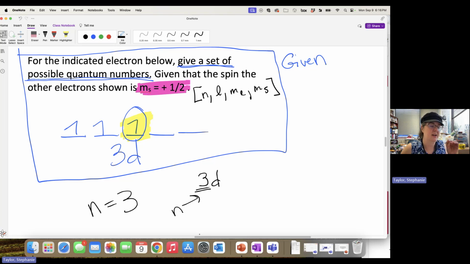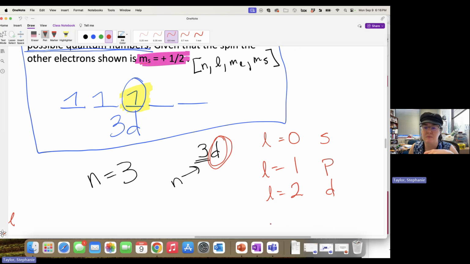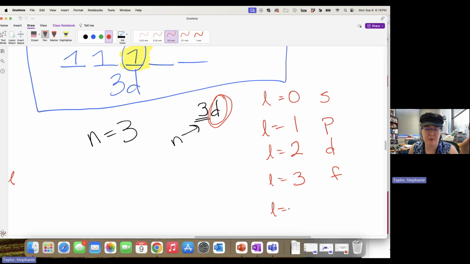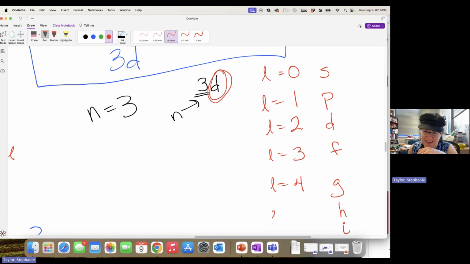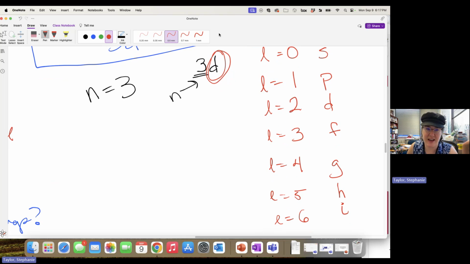No matter if it's an electron configuration, an orbital notation, or quantum numbers, that big number 3 is your principal quantum number. Next, I'm looking for l. l has a set of numbers and letters. When l is equal to 0, we call that s. When l is equal to 1, we call that p. When l is equal to 2, we call it d. When l is equal to 3, we call it f. Technically, we can keep going: g, h, i. But for everything that I have here, I have d, so I know that l is equal to 2.